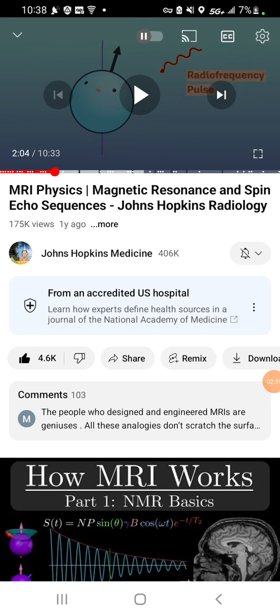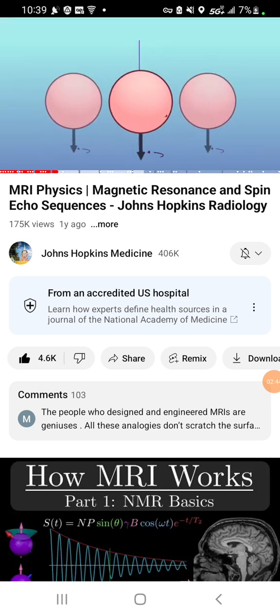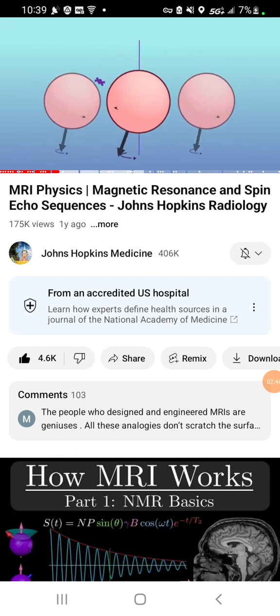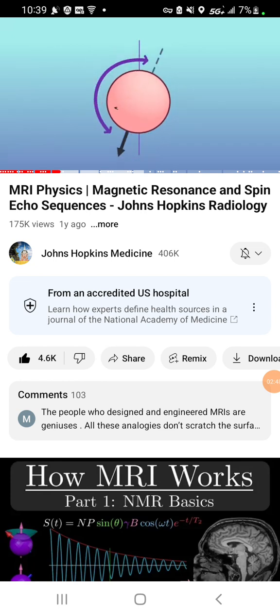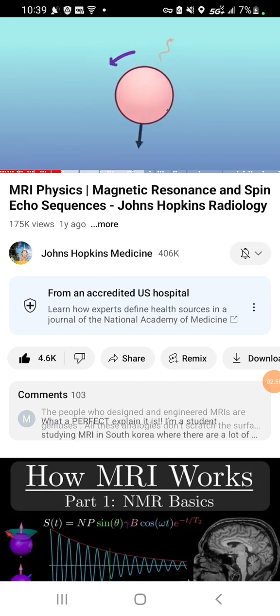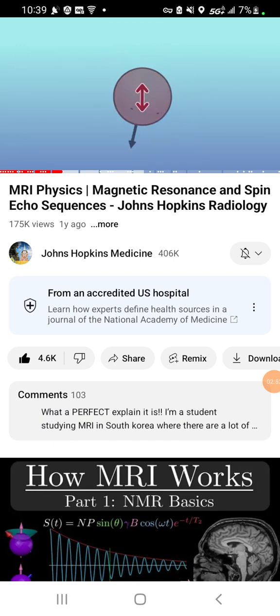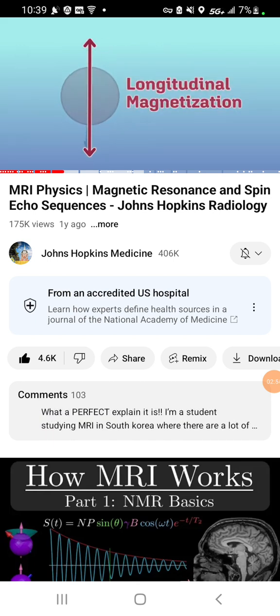And just like you see in this visual, this happens, the protons are knocked down into an alternate plane and also precess together in phase. The angle depends on the strength and duration of the RF pulse. Knocking the protons down into another plane is a change in their longitudinal magnetization.